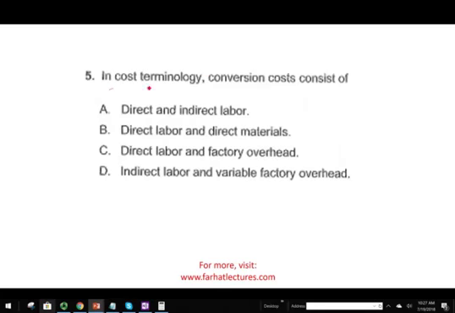In cost terminology, number 5, conversion cost. What does conversion cost consist of? I'm going to tell you right now. You have to memorize this. It's direct labor plus manufacturing overhead. So we need those two to convert the product. Direct and indirect labor, no. Direct labor and direct material, that's a prime cost. Out. Direct labor and manufacturing overhead, you got it. That's the answer. Indirect labor and factory overhead, no, it's direct labor. So you have to memorize.